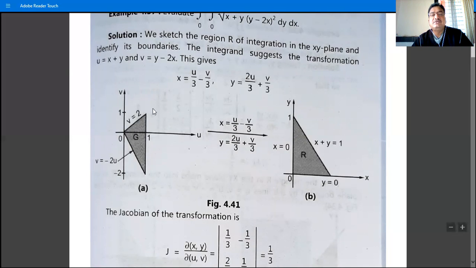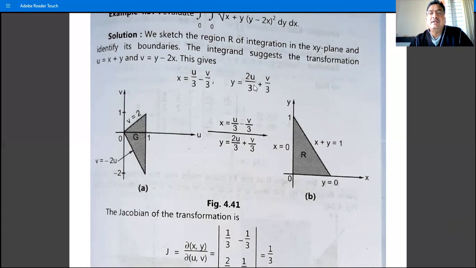This is the line u is equal to v, which divides the first quadrant in two equal parts. And y is equal to 0 means this is equal to 0, dividing throughout by 3, then 2u plus v is equal to 0. So this line 2u plus v is equal to 0. How can we draw the graph of 2u plus v is equal to 0? Obviously this line passes through the origin because there is no constant term.